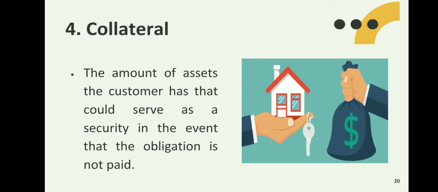Number 4 is collateral. Collateral is the amount of assets the customer has that could serve as security in the event that the obligation is not paid. This collateral can help a borrower secure loans. It gives the lenders the assurance that if the borrower defaults on the loan, the lenders can get something back by repossessing collateral. The collateral is often the object one is borrowing the money for. For example, auto loans are secured by cars, and mortgages are secured by homes.